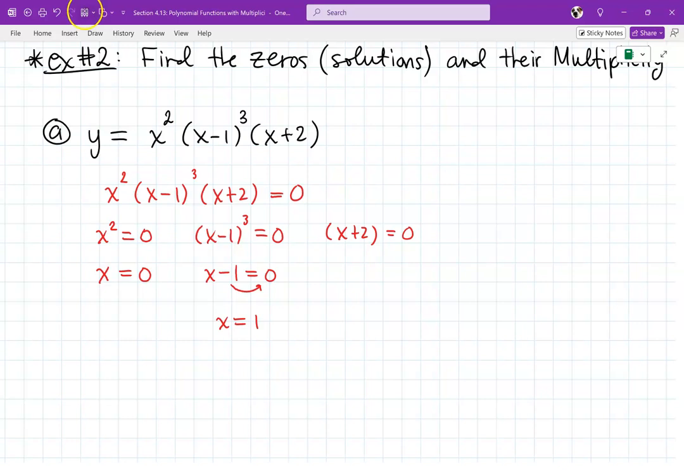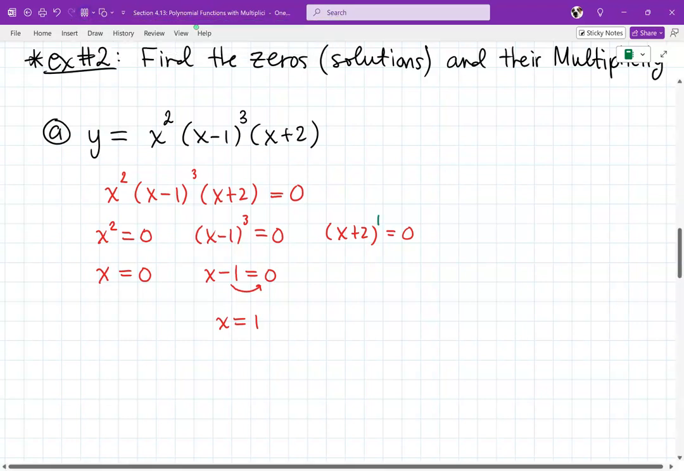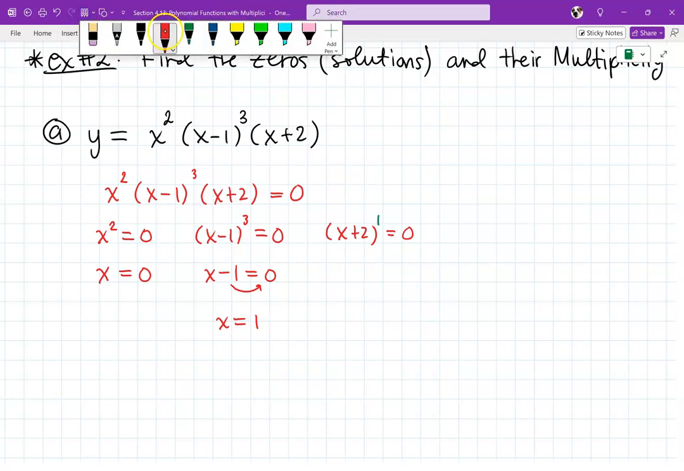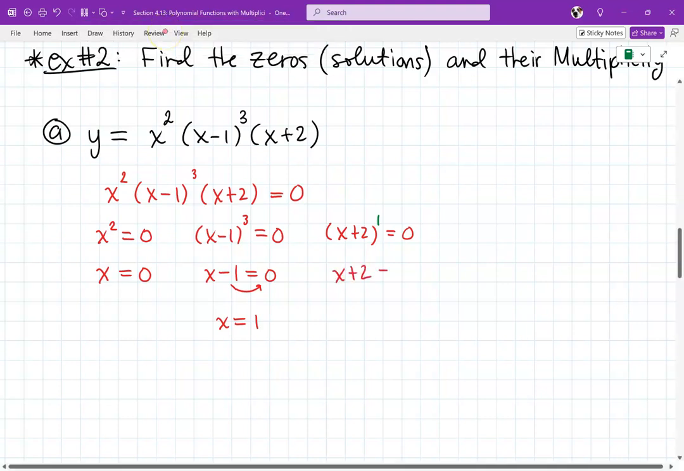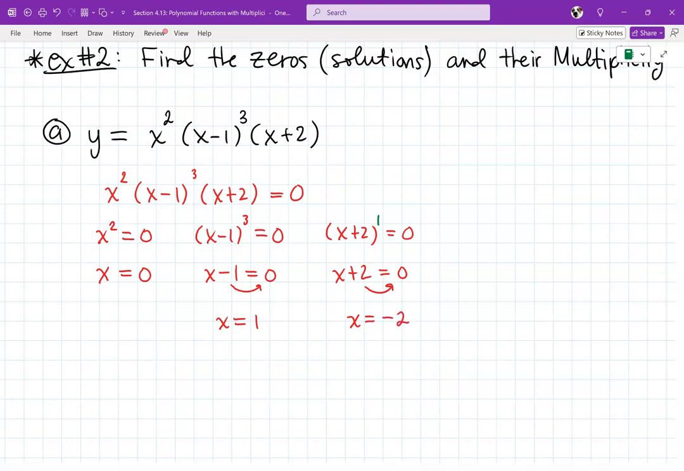And then the other one has a power of 1, right? I'll write it down right here. Power of 1. So I'm just going to write x plus 2 equals 0. Move this over. x is negative 2.